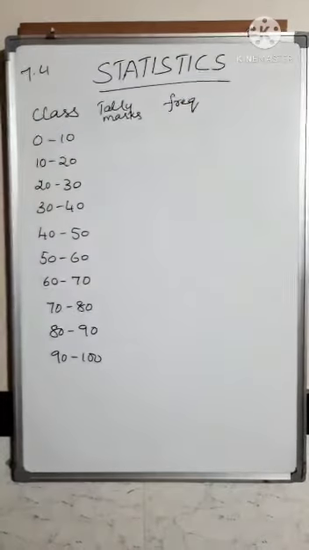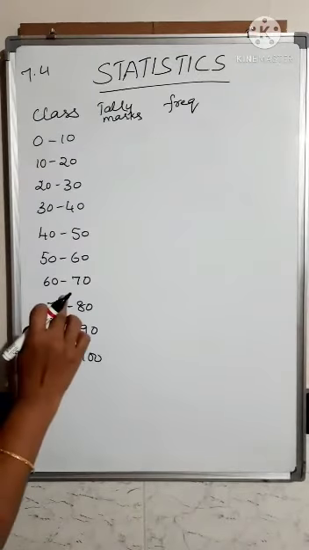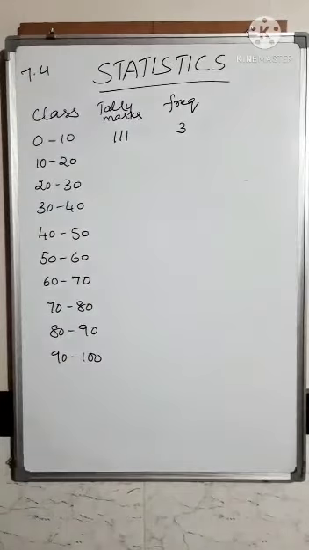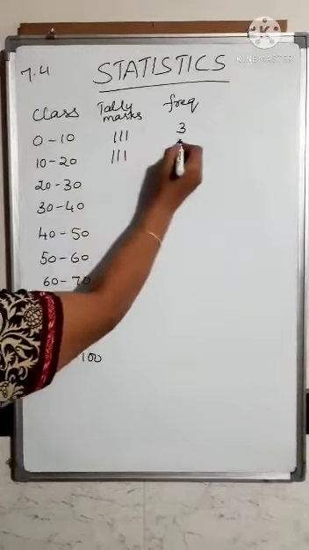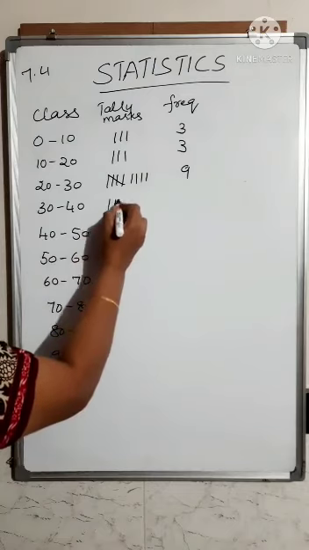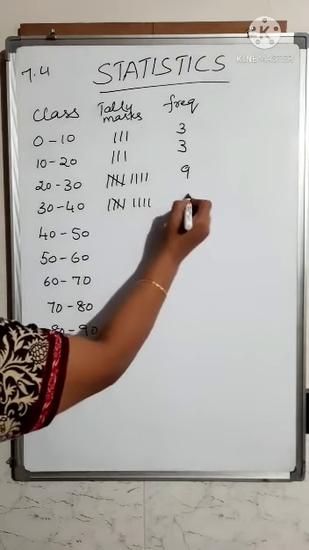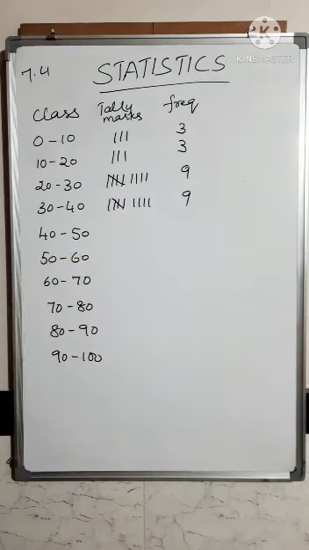So from 0 to 10, the number of scores that is lying from 0 to 10 is 3. So you have to put 3 lines and put the frequency as 3. Then from 10 to 20 again it is 3. So put 3 lines and write it as 3. Now from 20 to 30 there are 9 scores. Put the tally mark and write the number. Again from 30 to 40 again there are 9 scores. So write the value. So this you have already learnt in the previous exercise how to prepare the frequency table.